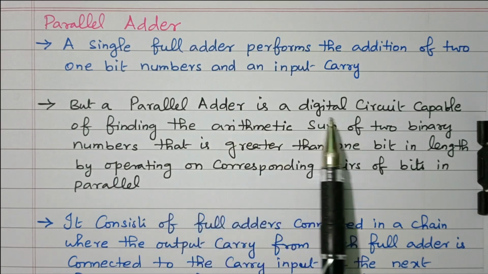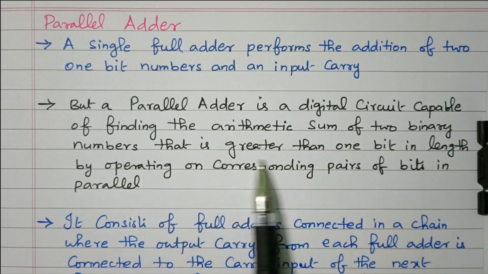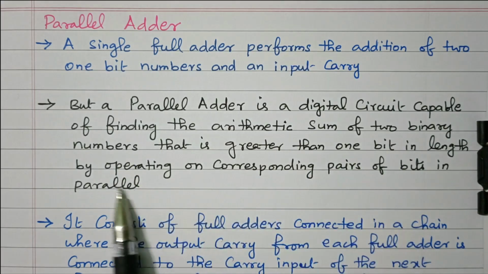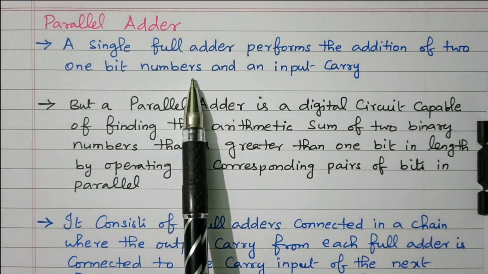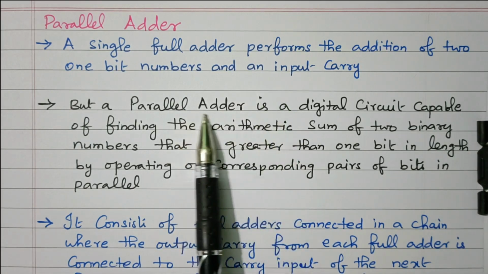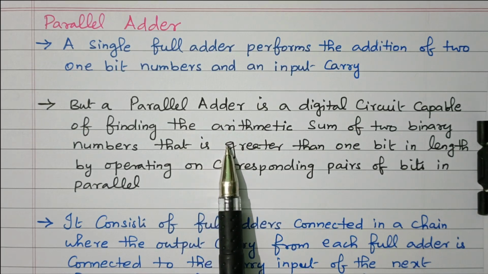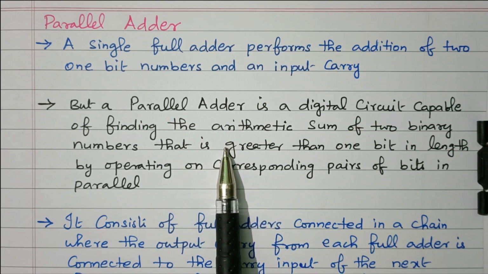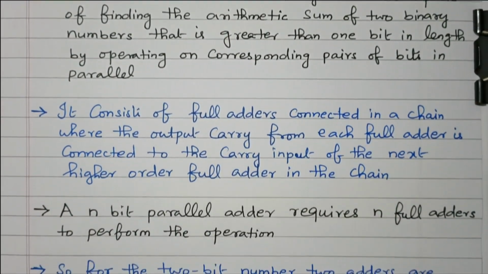But a parallel adder is a digital circuit capable of finding the arithmetic sum of two binary numbers that are greater than 1 bit in length by operating on corresponding pairs of bits in parallel. So a full adder will add only 1 bit data, two 1-bit data and carry. If n number of bits are available, more than 1 bit, we can go for a parallel adder. Parallelly the bits are added. First bit of first number and first bit of second number will be added. Similarly, second bit of first number and second bit of second number will be added parallelly, so that it is called a parallel adder. Right. Now we'll see the further detail.